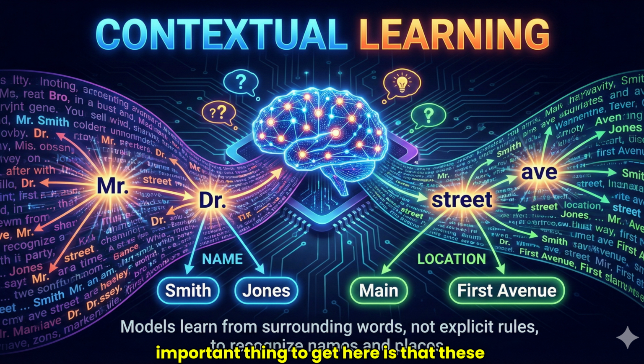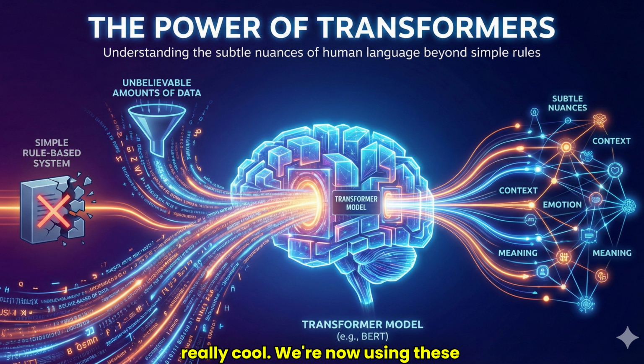So the most important thing to get here is that these models don't have explicit rules. Instead, they learn to recognize things like a name or a location based on the context, the words surrounding it. They sift through mountains of text and start to notice that, hey, words that come after Mr. or Doctor are probably names, or words near street or avenue are usually places. And this is where things get really cool.